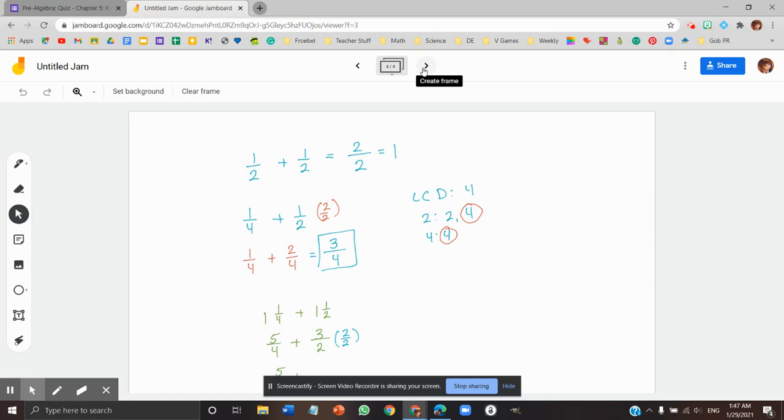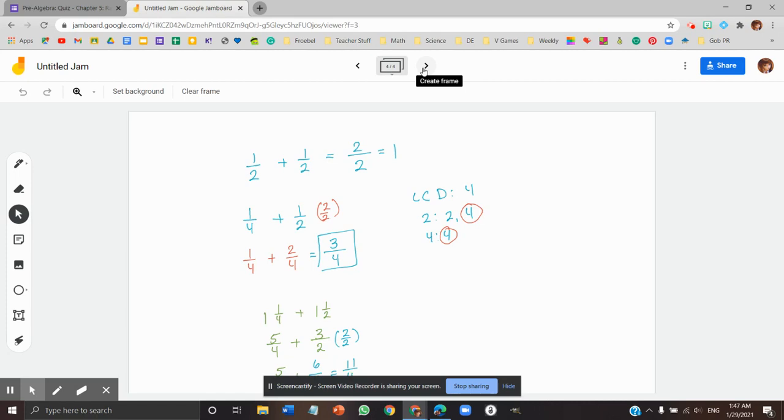So in my numerator, I'm going to have 3 times 2 is 6. And in my denominator, I'm going to have 2 times 2 is 4. Now they have the same denominator, and I can add them. 5 plus 6 is 11 over 4.